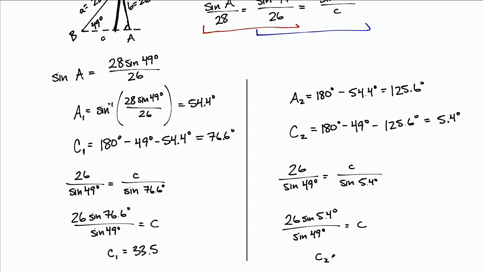So that is my second possibility for the third side. So I get two triangles here. The first triangle solution is denoted with the subscript of 1 and the second with the subscript of 2.